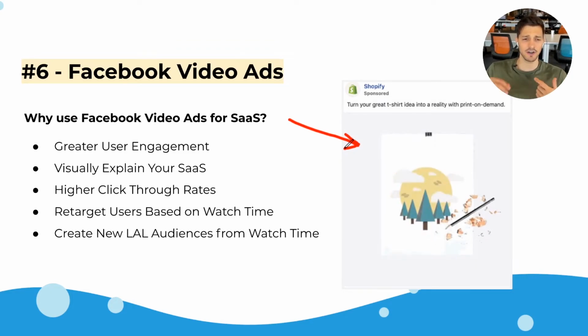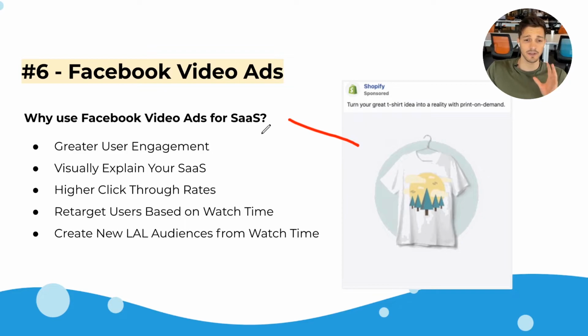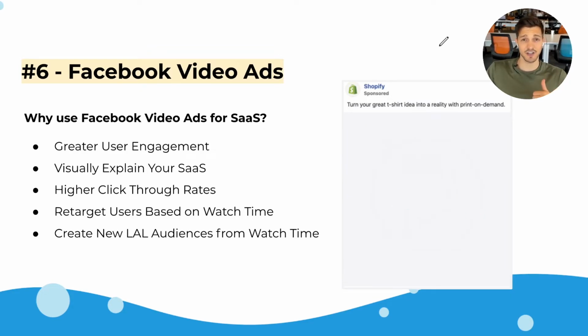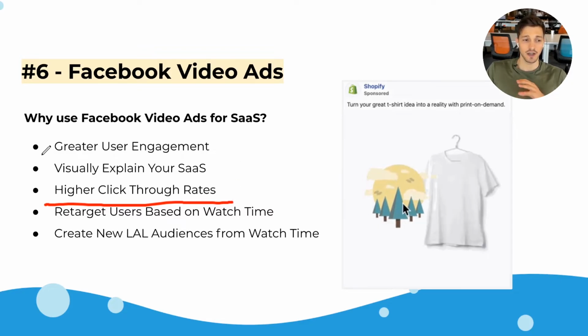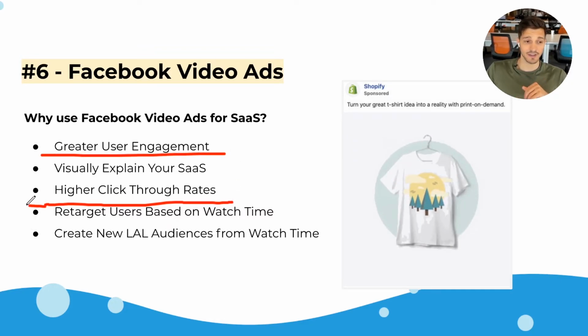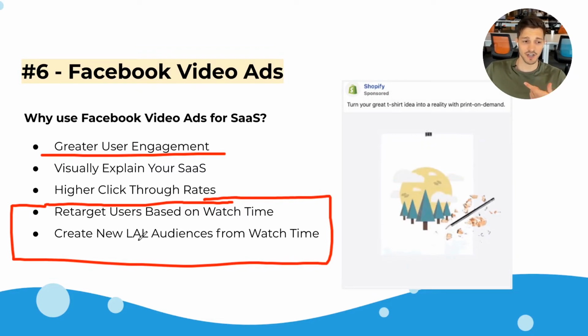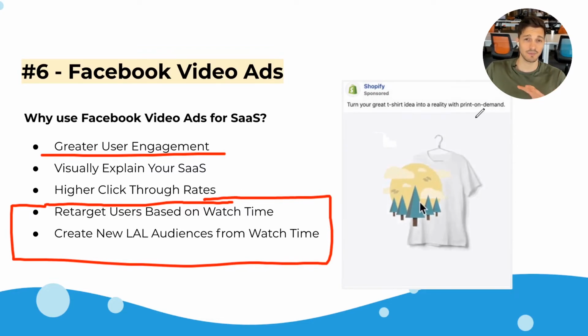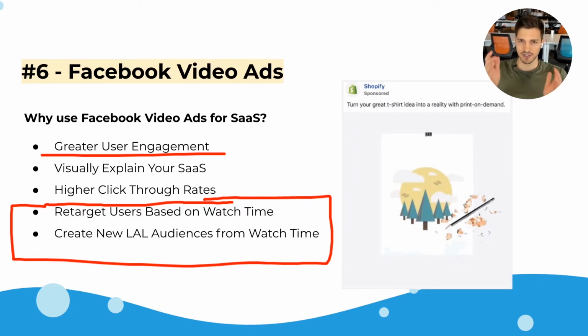Hire a graphic designer, hire a motion graphics person, online as a freelancer, whatever you need to do, but make sure it looks good, obviously, and explains your software really well, because this usually leads to higher click-through rates, greater user engagement, and the cool thing is you have a much bigger audience to retarget now based on watch time, and you can create lookalike audiences based on watch time on the video ads too. So that's like a hidden benefit of running video ads over just standard photo ads.